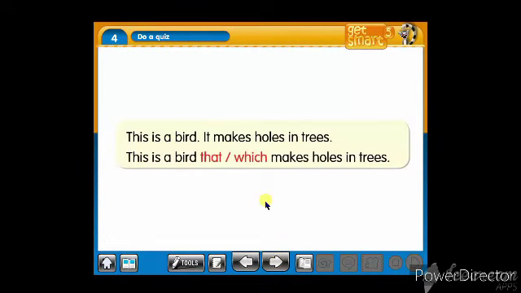What are we learning today? We are learning that and which. Relative pronouns. I'm going to explain what they are. Take this example. This is a bird. It makes holes in trees. We're talking about a bird, and it's referring to the bird. Instead of repeating and having 2 sentences, we're going to make 1 sentence using the relative pronouns. This is a bird that or which makes holes in trees. Okay, we're adding information about this bird.